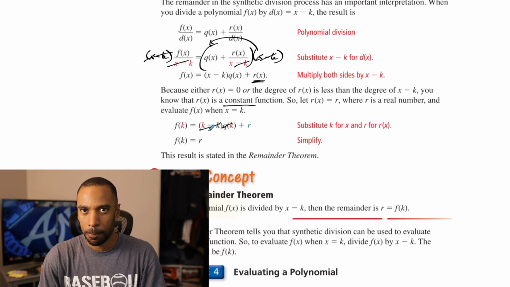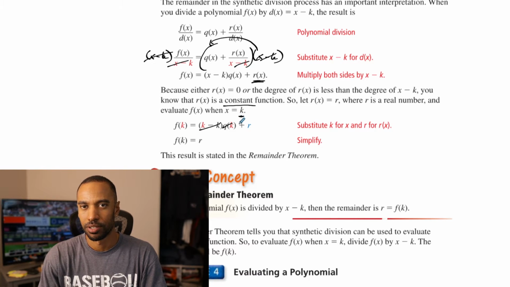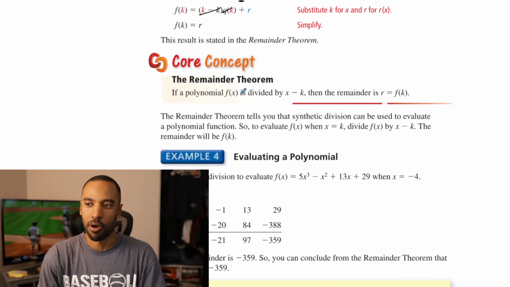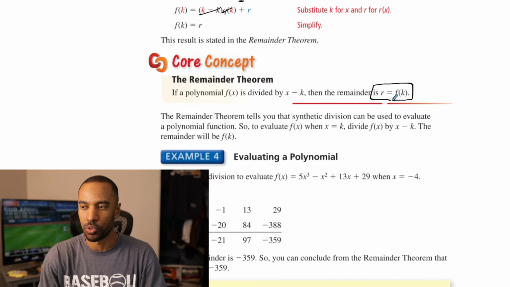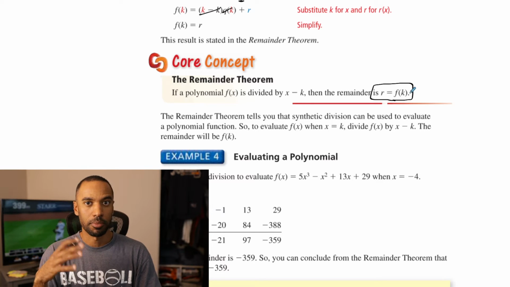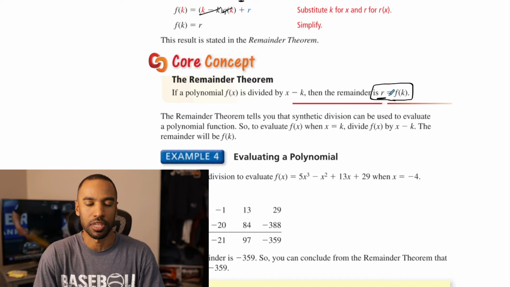The remainder is the constant that you get when you plug in the x value that represents your root from your linear factor. If a polynomial f of x is divided by x minus k, then the remainder is r equals f of k. The number that you can plug into your polynomial function, you will get the same as your remainder result because everything else will wipe out.